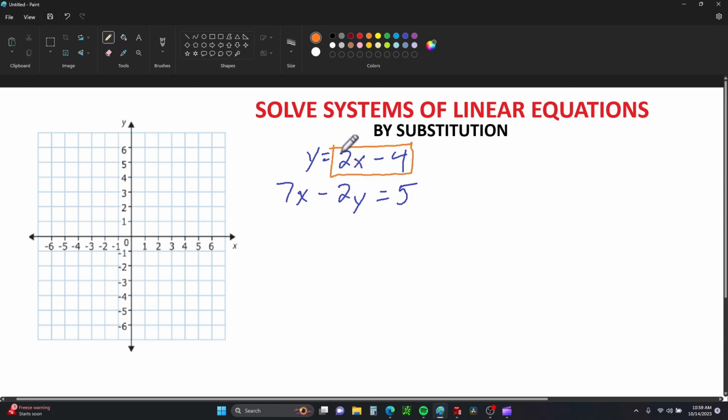Well, since I know that y is 2x minus 4, I can go to the second equation and replace the y with the 2x minus 4, because these systems of equations are related to each other in that way. So I'm going to have 7x minus 2 times, and I'm replacing the y with the 2x minus 4 inside here.